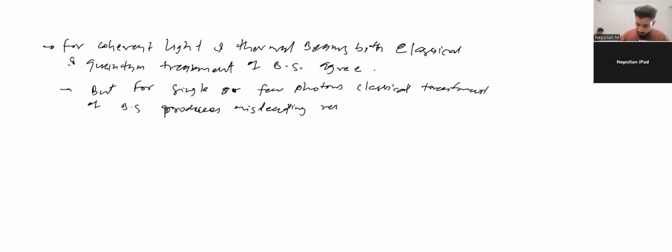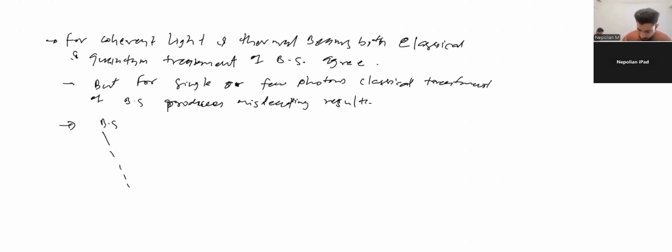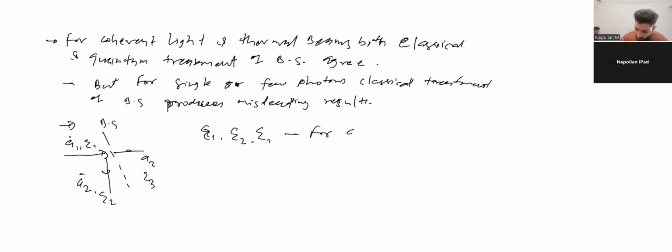Okay. So first of all, we will see how classical treatment is giving wrong results. For that, assume this is a beam splitter. This is the incoming incident light having A1, E1. This is reflected, A2, E2, and this is transmitted, A3, E3. So E1, E2, E3 are for classical treatment, with classical A1 cap, A2 cap, and A3 cap are for quantum.